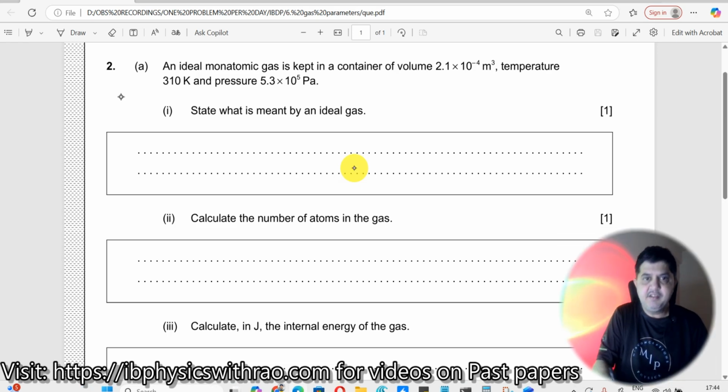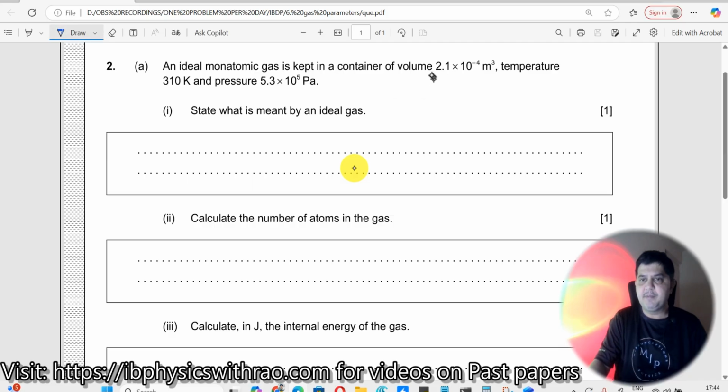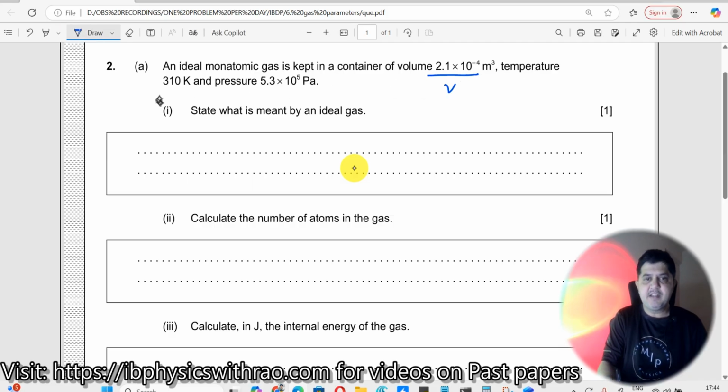Okay, next question. An ideal monatomic gas is kept in a container of volume 2.1 × 10^-4 m³. What is given? Temperature T is given over here. Pressure P is given. State what is meant by an ideal gas. What do you mean by an ideal gas?